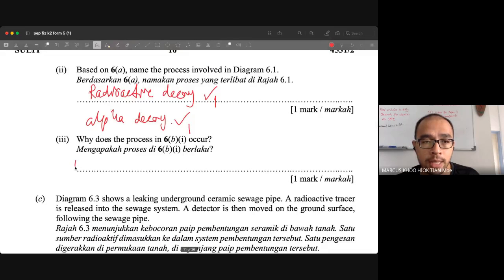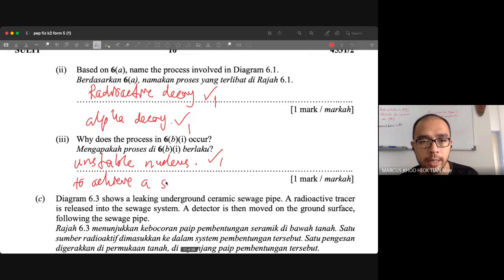There are two answers that I will accept. One is the original nucleus is unstable. Okay, ini saya boleh terima. Another one is to achieve a stable nucleus or to become a more stable nucleus. Ini pun saya terima. Mana-mana satulah. Asalkan saya nampak perkataan unstable atau stable, mencapai kestabilan.